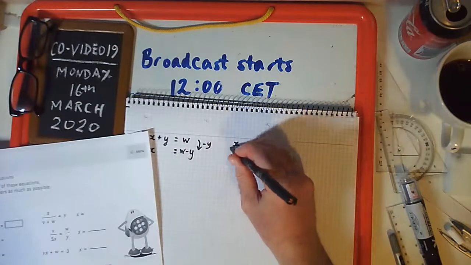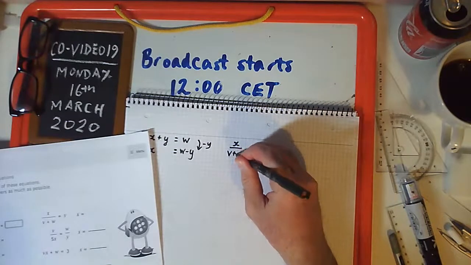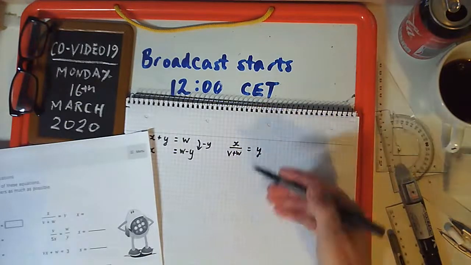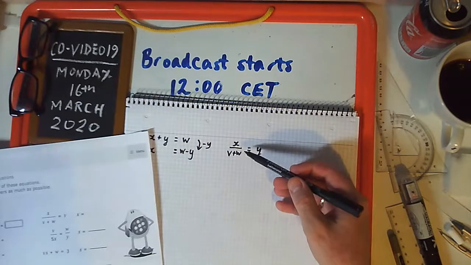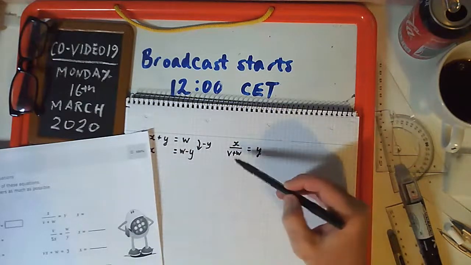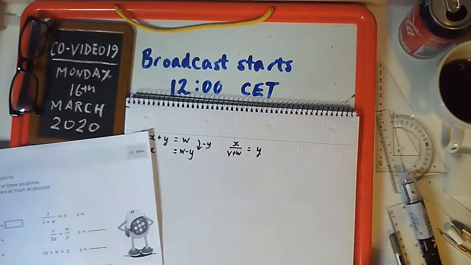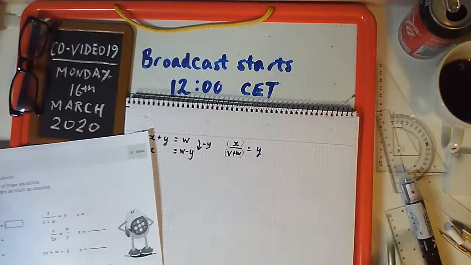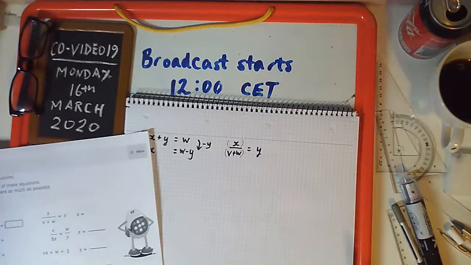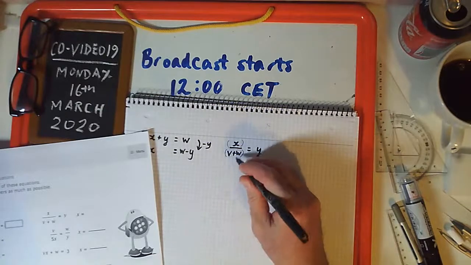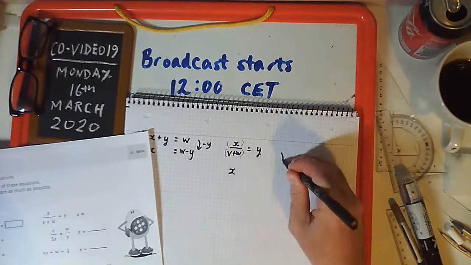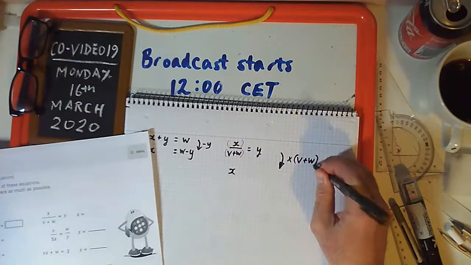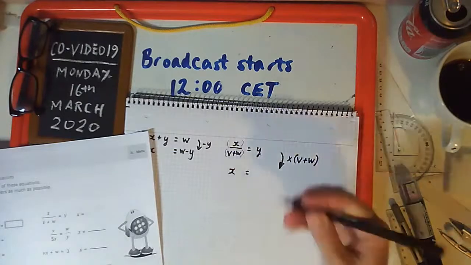x over v plus w equals y. Whenever I see a fraction, I want to get rid of it as soon as possible. So I've got x divided by all this lot, v plus w. Now, whenever you see a fraction, it's as if there's a bracket around the whole of the top and the whole of the bottom. So if I want to get rid of that fraction, I can just multiply both sides by the whole of the bottom, v plus w, and then I get the x on its own.